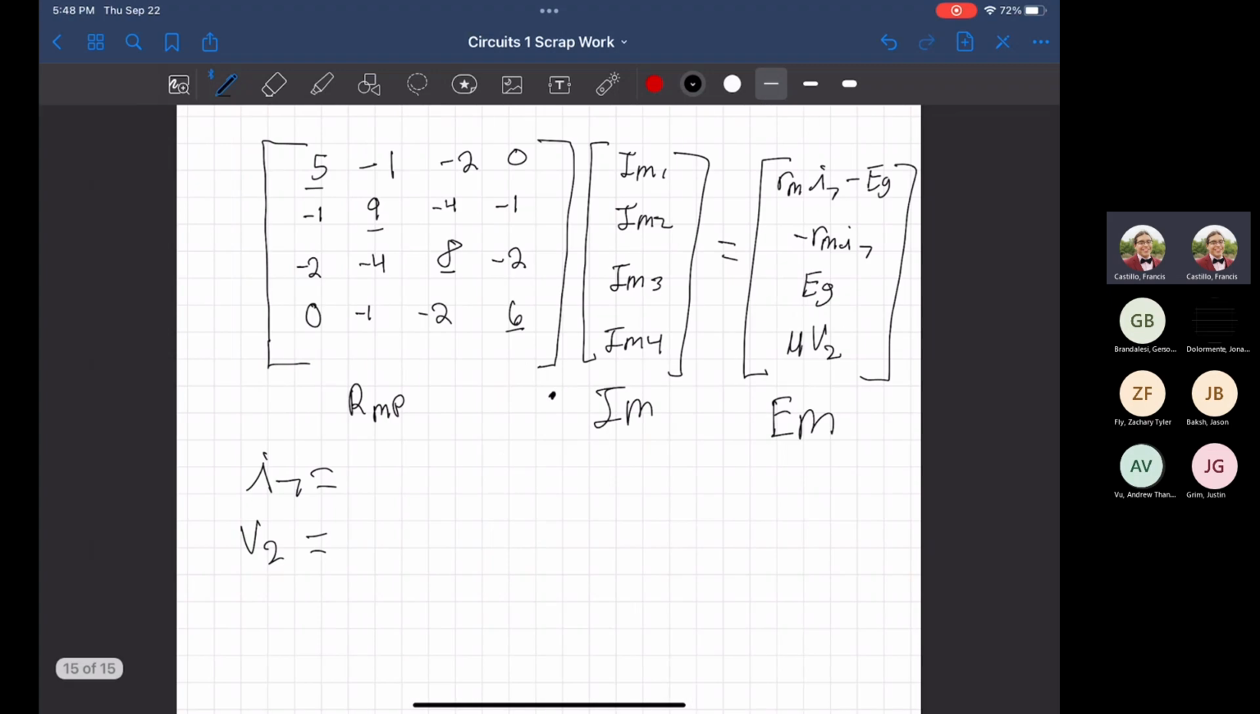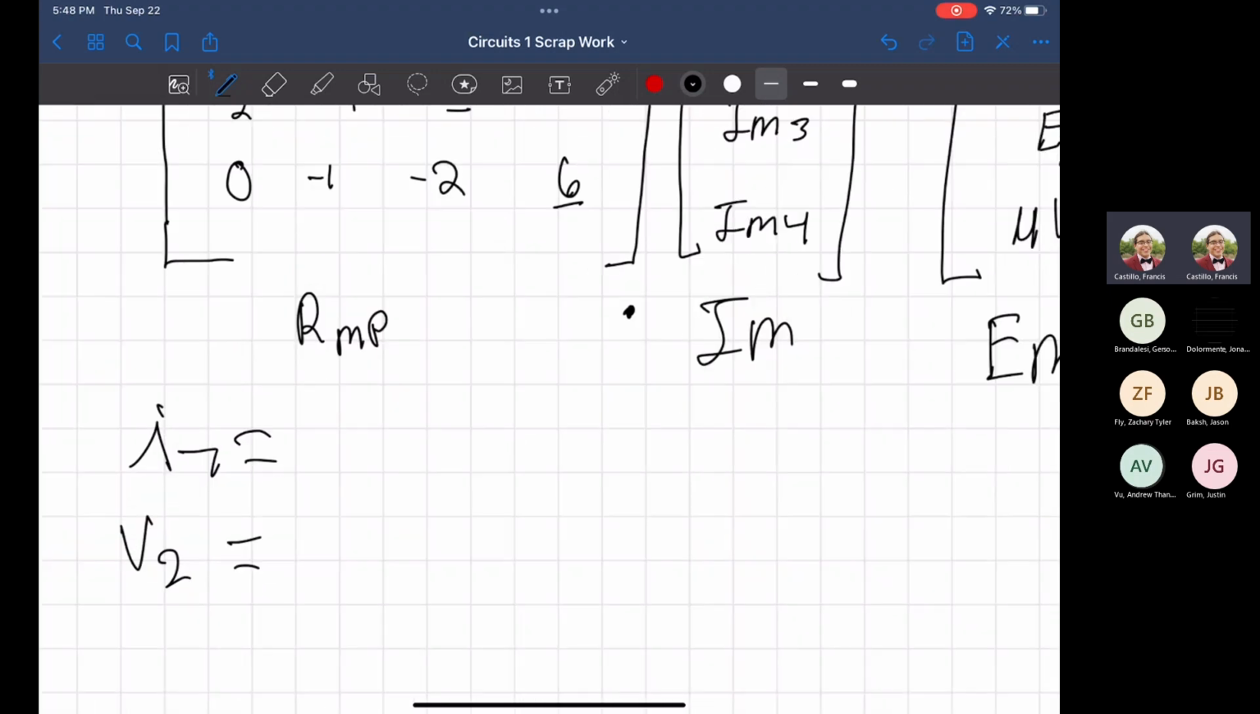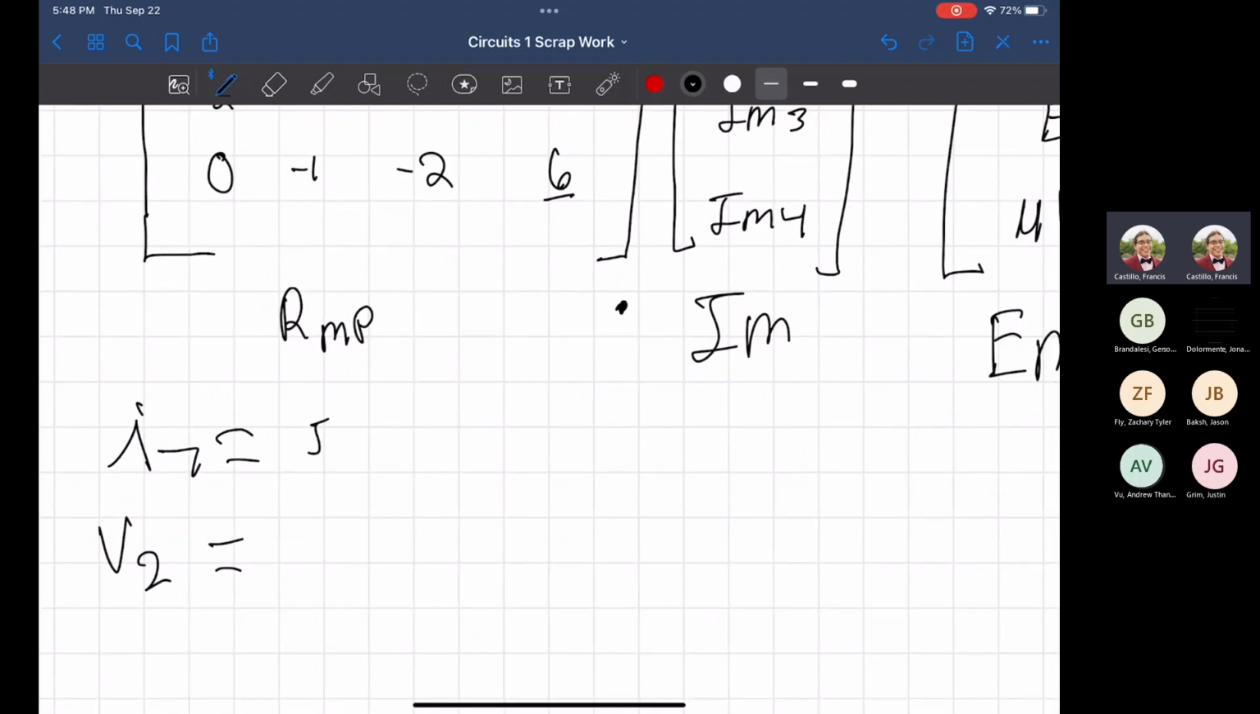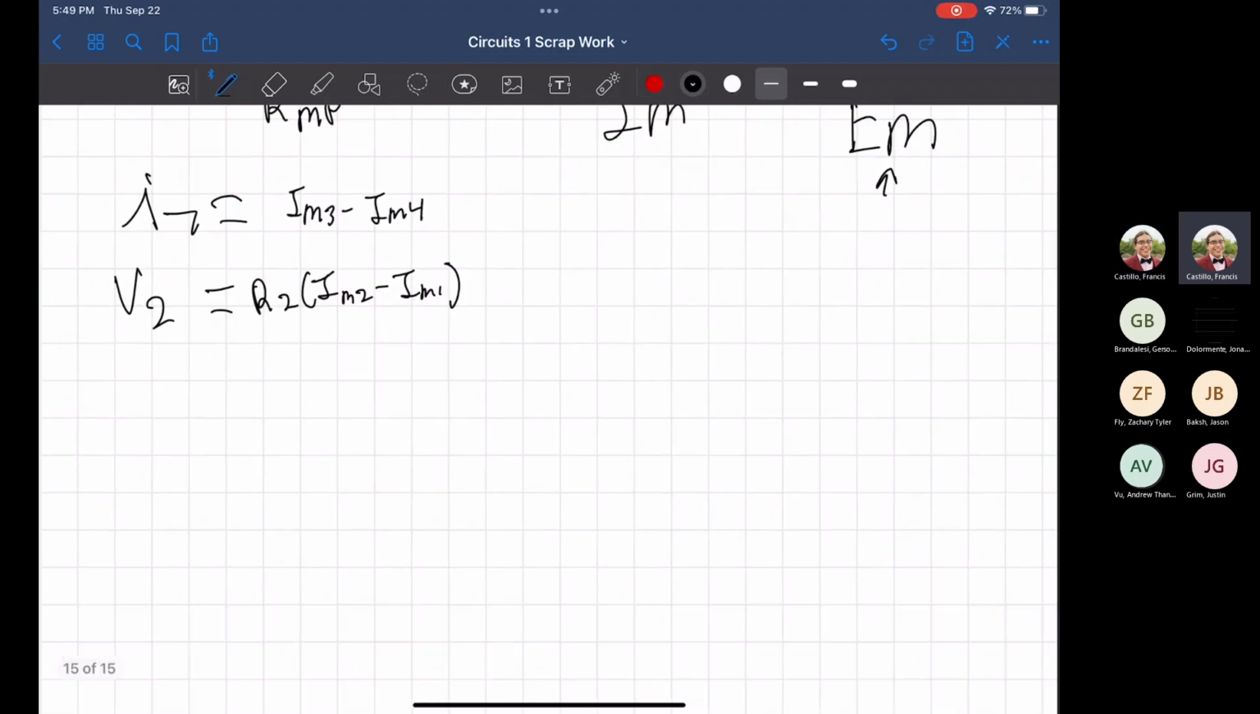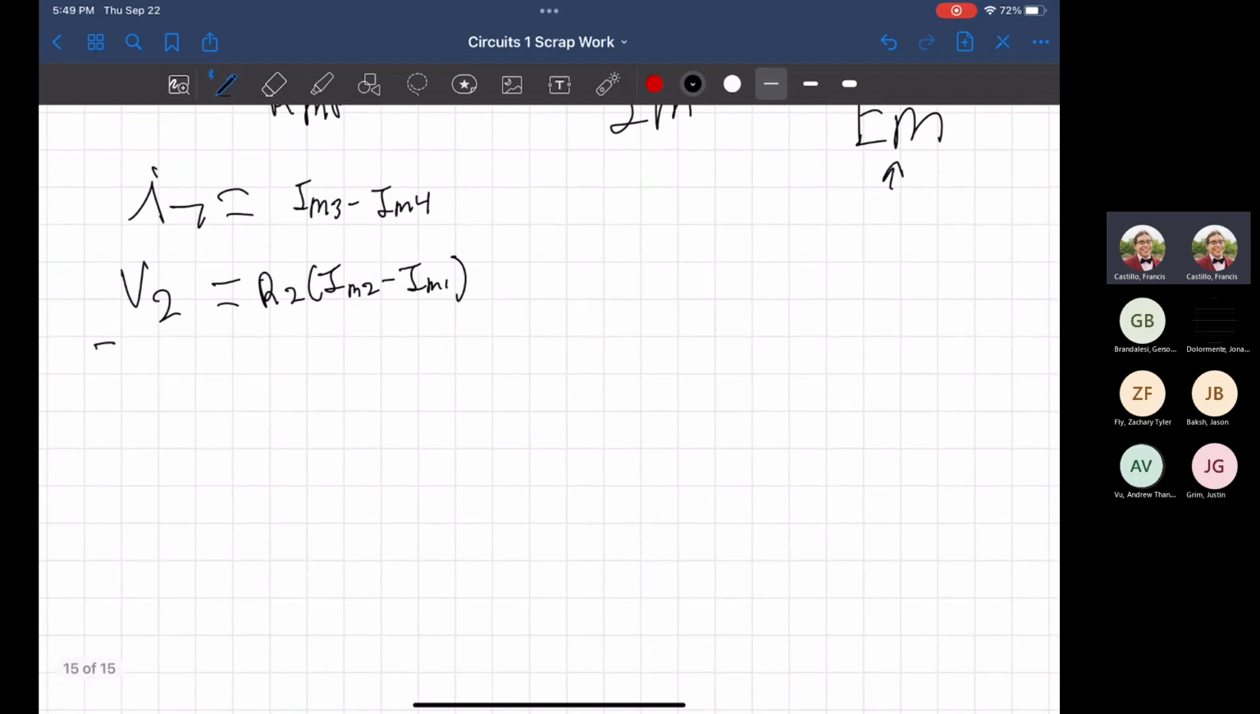So our final equations we have here are IM3 minus IM4, R2 of IM2 minus IM1. That's all we have there. So this is what's going to be happening now, okay? Everywhere we see I7 or V2 in our vector, we have to substitute in our knowns now. So that's what we'll be doing here.